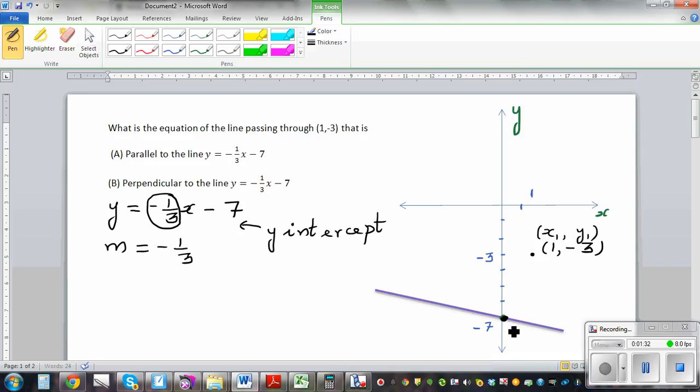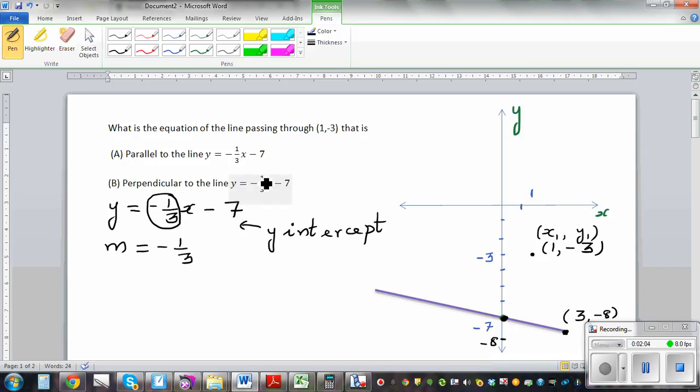So if you want to plot one more point, this negative one means you go one down and three across. So this is negative 8, and if you go three across from here, it's going to be (3, -8). This is just to explain how you can get two points and then draw the line. Now that's not the focus.